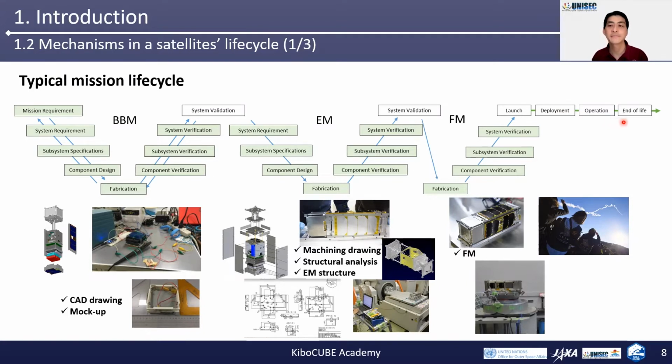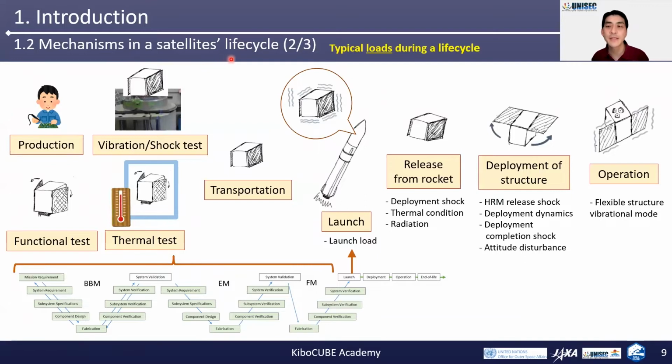Let's observe this life cycle more closely, focusing on loads applied to the satellite with mechanisms during this life cycle. In the production phase, handling load is applied on the ground and the mechanism should pass the functional test in gravity. It should pass vibration and shock tests where large forces are applied. In thermal tests, the mechanism will experience loads due to the thermal deformation of materials. Your mechanisms should be strong enough to withstand loads during transportation.